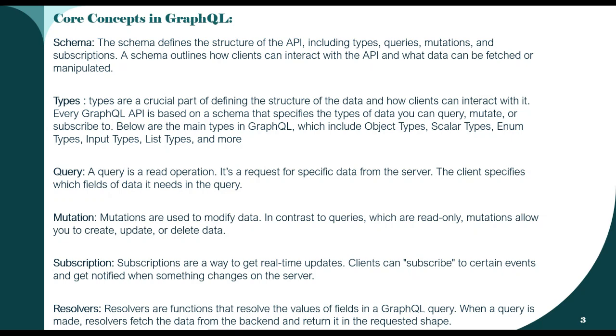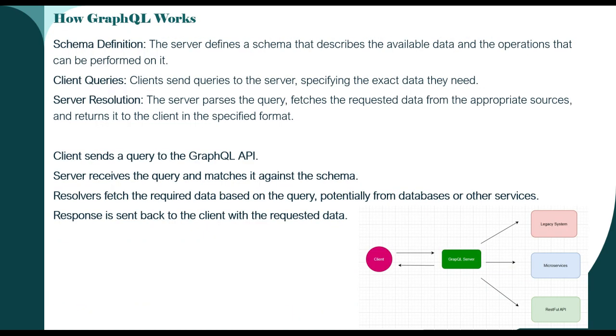Now, how it works internally is that, as we already discussed, there is a schema definition we have to define. Then we have some client queries we have to define, and the server will end up sending the response. When we talk about the schema definition, you describe the data, what is there, and what kind of operations can be performed. Client queries are sent to the server and mention what exact data it needs.